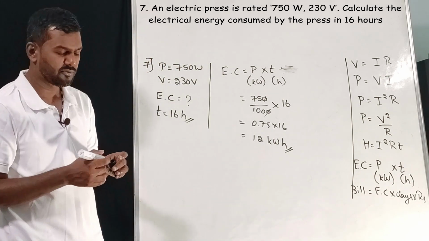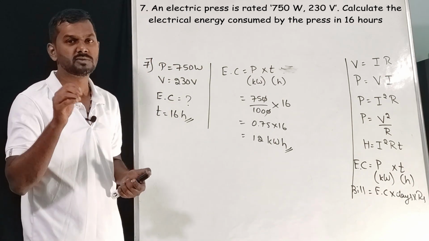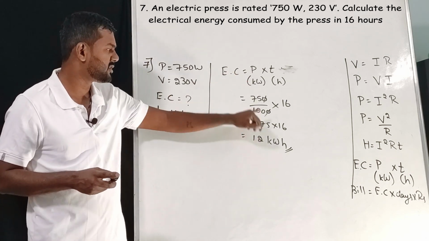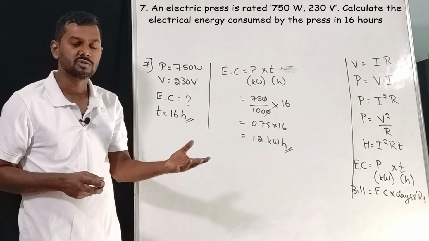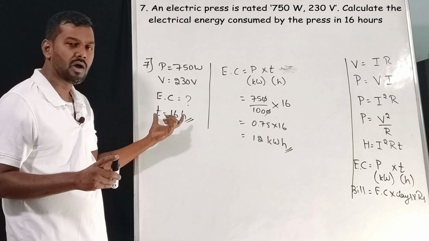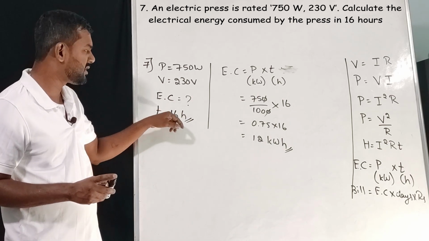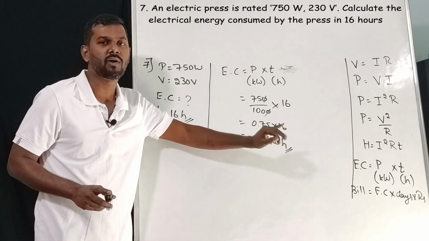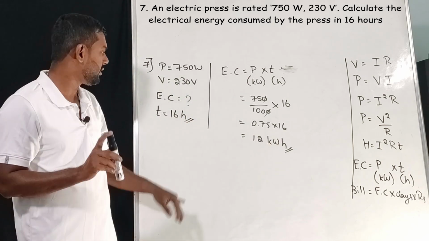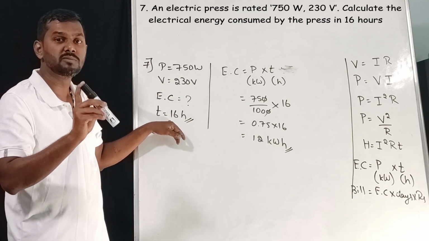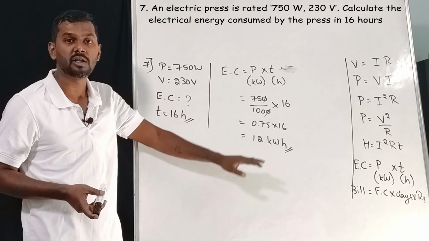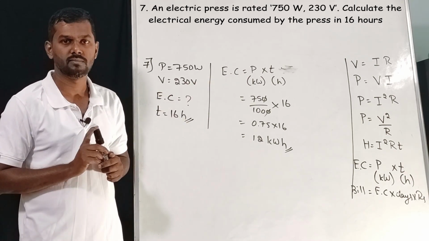Okay, in a few questions we are going to get the answer in terms of joules. See how we get to know whether we have to keep the energy consumption in kilowatt hour or in terms of joules. If the time is in terms of hours, the final value will be in terms of kilowatt hour. But if the time is given in the question in terms of minutes or seconds, the same energy consumption will be in terms of joules. That's it.